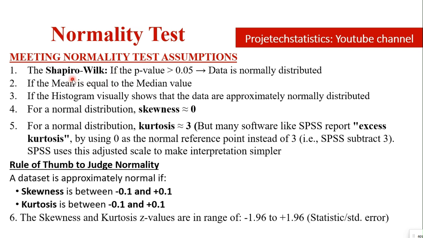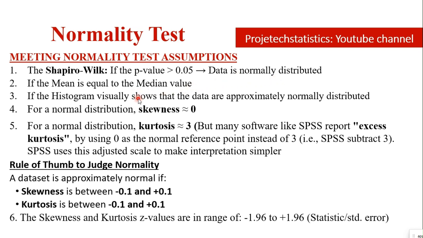Now, if you conduct that test and you see that your p-value is greater than 0.05, it means that the data is normally distributed. Anytime your p-value is greater than 0.05, that means you are going to accept the null hypothesis that the data distribution is normal.